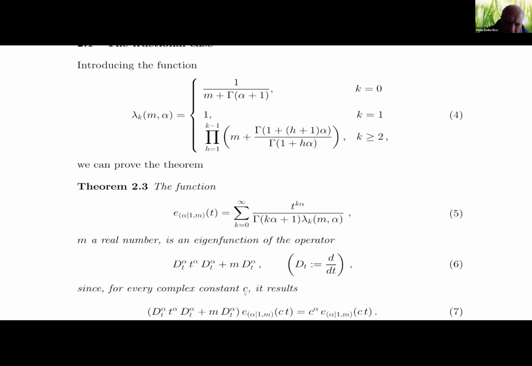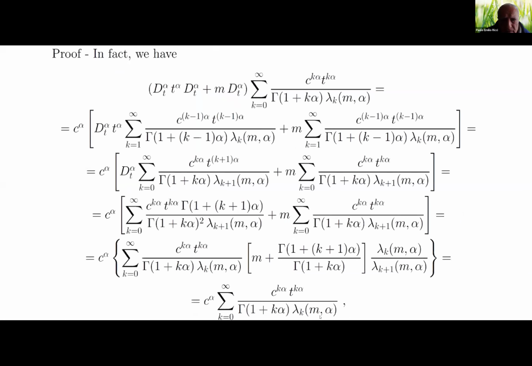For every complex constant c, you apply this fractional parametric operator, because there is also the parameter, to this function here, and you recover the same function multiplied by c to the power alpha. So this means this is an eigenfunction of this operator. This is a proof. The proof is quite technical, I skip it, of course.